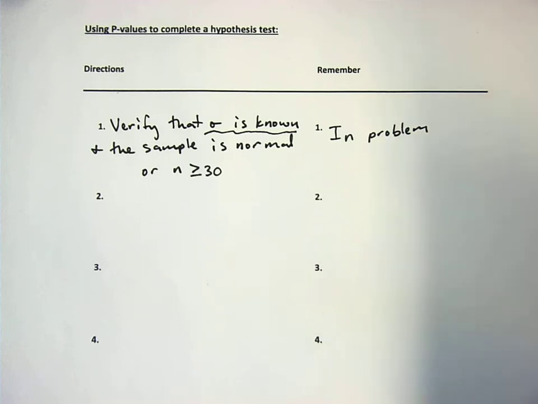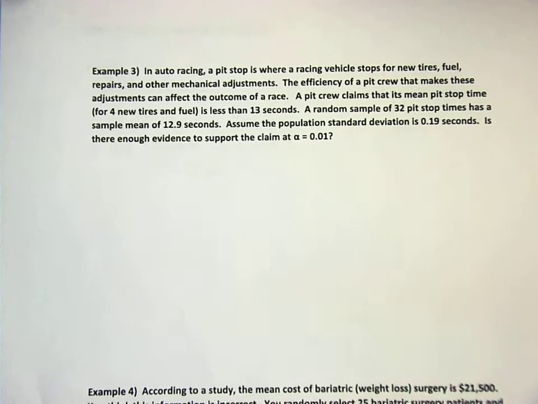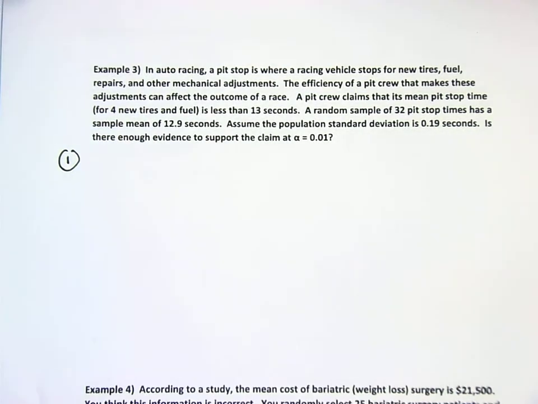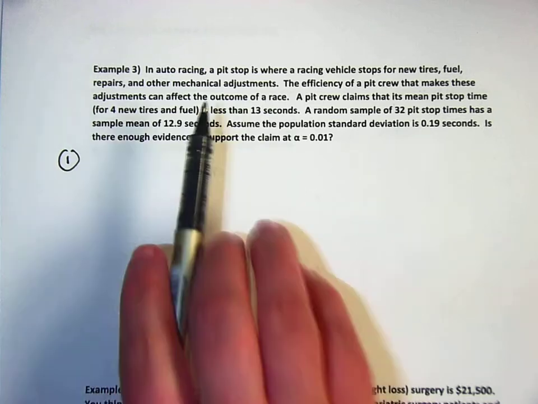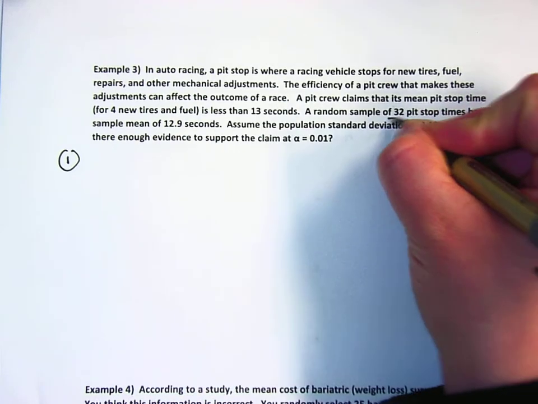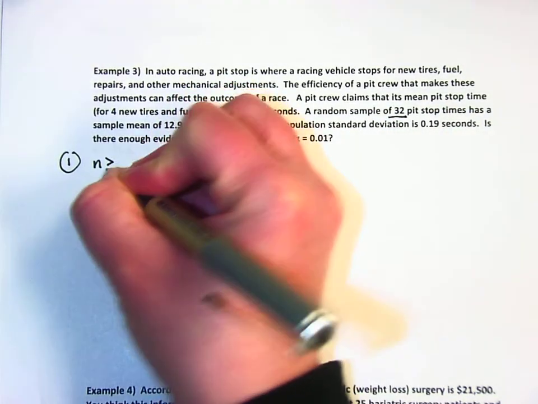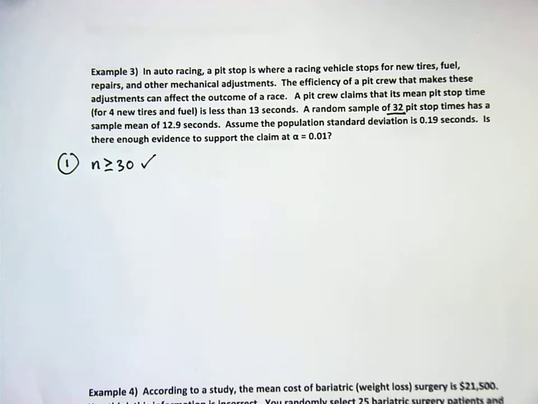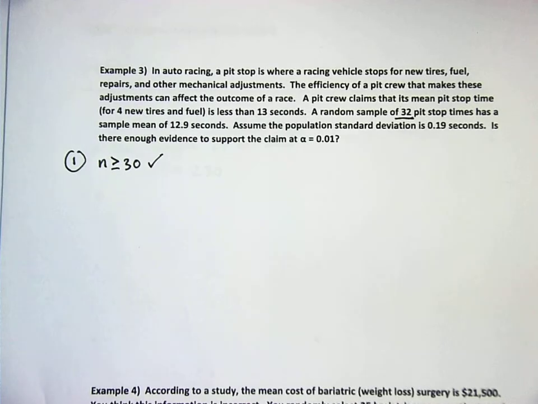All right, flipping the page, jump into example 3. Step 1. In auto racing, a pit stop is where the racing vehicle stops for new tires, fuel, repairs, and other mechanical adjustments. The efficiency of a pit crew that makes these adjustments can affect the outcome of a race. A pit crew claims that its mean pit stop time for 4 new tires and fuel is less than 13 seconds. A random sample of 32. Oh, 32. Okay, so we already know that n is greater than or equal to 30. Check. Doesn't even matter if it's normal now because we've already got that one.